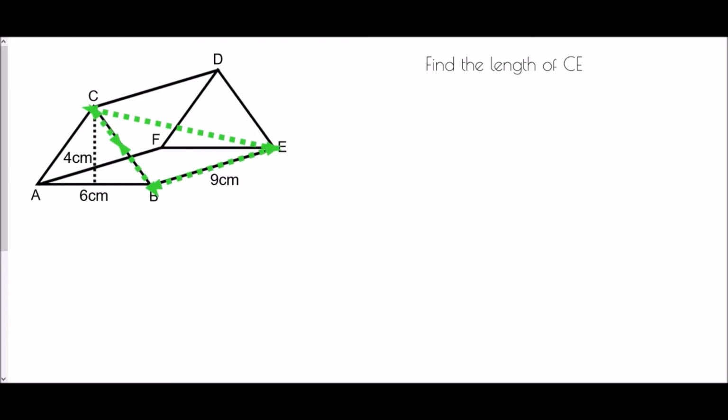here and see my right-angled triangle at CBE. And so that will mean I need to know the value of this line.